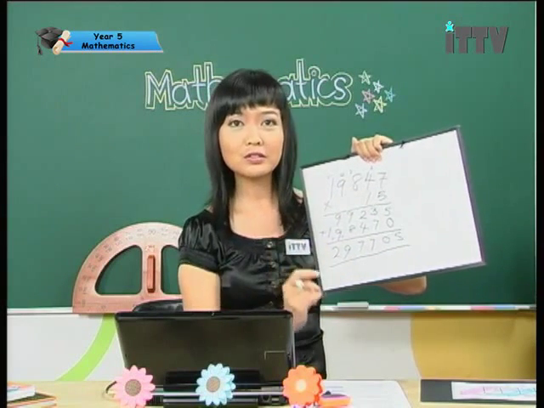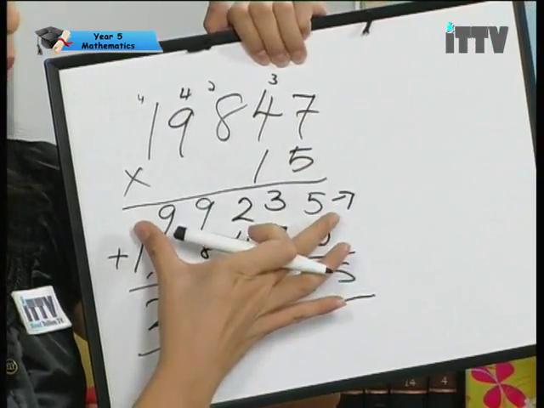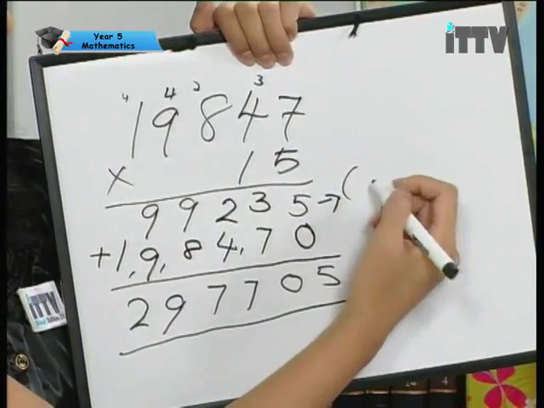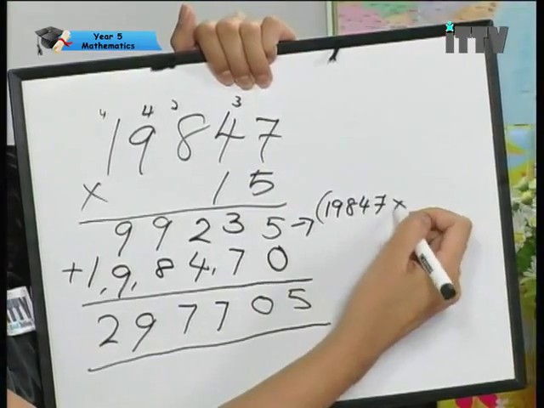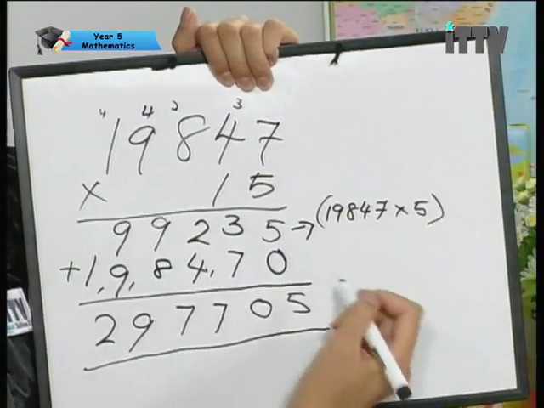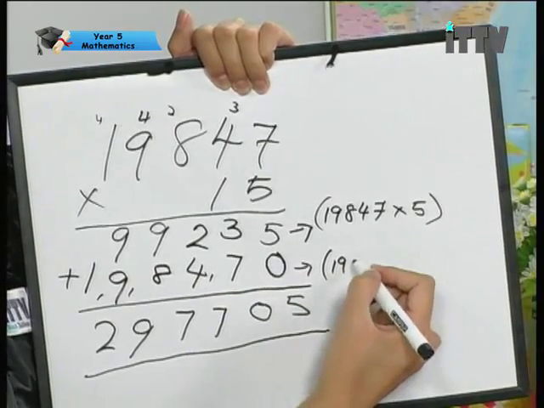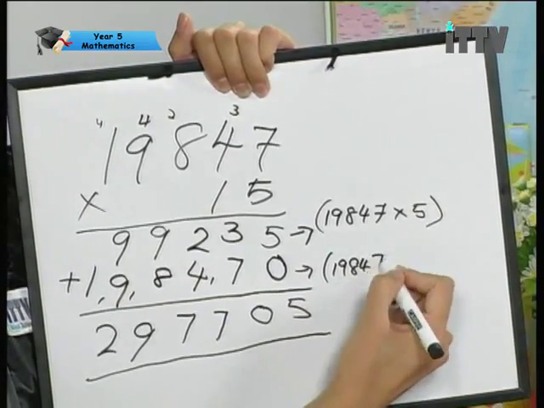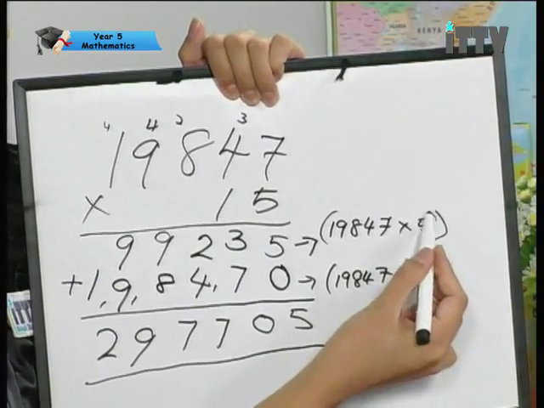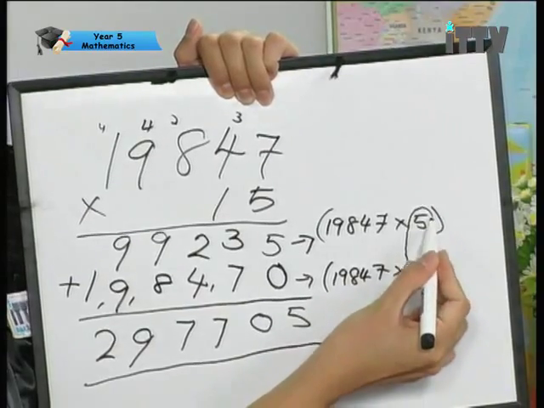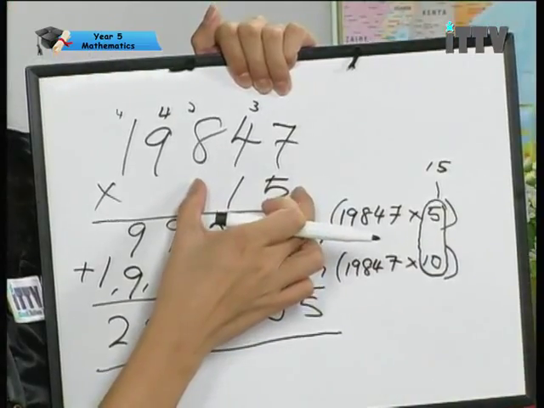Okay? Now, I want you to take a look over here. Do you realize that this number is actually the product of 19,847 and 5? And this line over here, it's the product of these two numbers, 19,847 times 10. Actually, when we add 5 and 10, we get 15. That is the number over here.